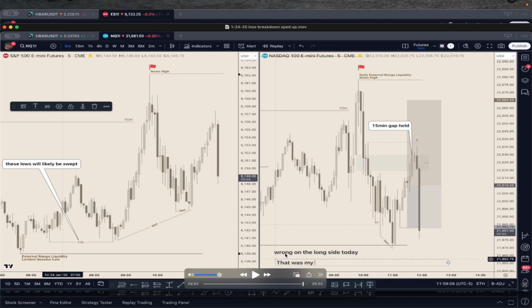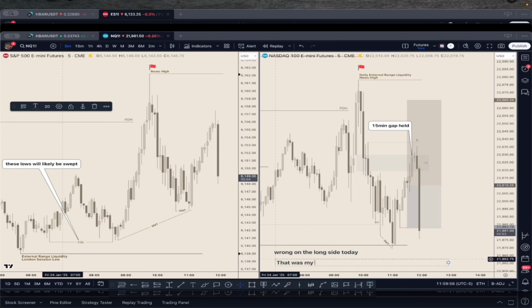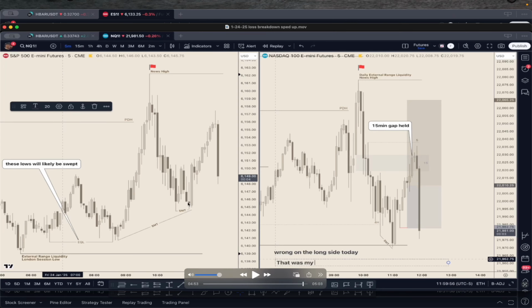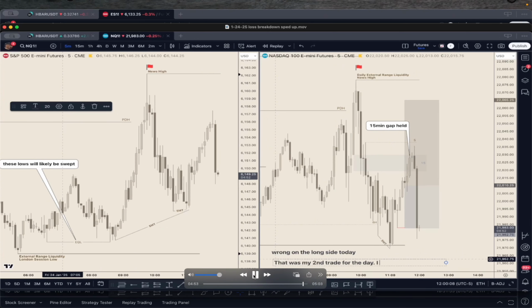So what I put here was wrong on the long side today, okay? And this was my second trade for the day, all right? Every single trading day, I get two opportunities. If I lose the first trade, I get one more opportunity to trade, and if I lose that, then I'm done for the day, right? So the first trade, I closed with a small profit, and this one I was completely stopped out. So that was it for the day, because it was likely that this thing was going to go ahead and sweep these lows, right? And I even put it in here. These lows will likely be swept. These equal lows and London session low, right? But at the time, I was out of ammo for the day, okay?